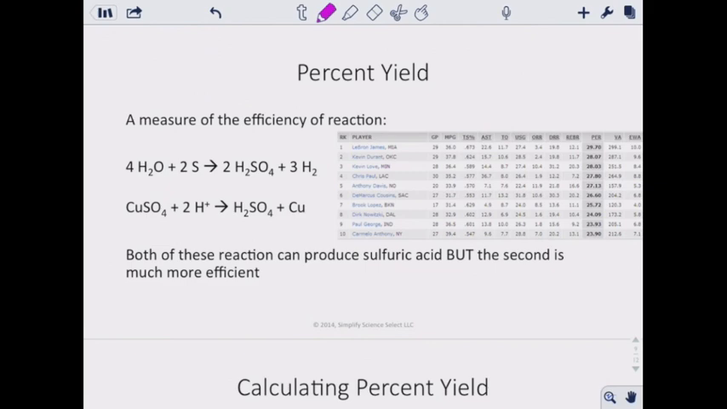So both of these reactions can produce sulfuric acid, but the second one is much more efficient. The second one produces a greater percent yield, so it's more efficient at producing sulfuric acid. The one above doesn't. And so that's really what percent yield is: it's looking at the efficiency of the reaction.